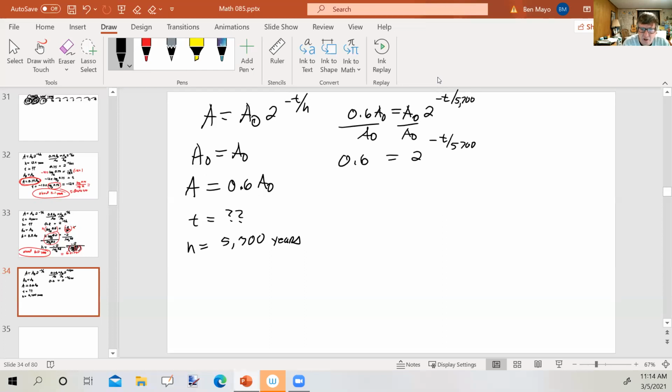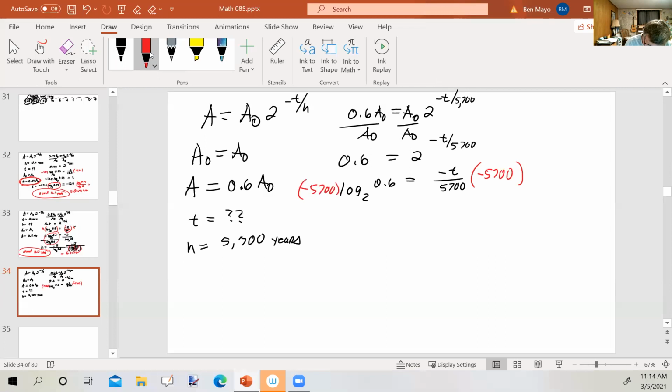Divide both sides by a sub 0: 0.6 equals 2 to the negative t over 5,700 years. Change this exponential equation into a logarithmic equation: log base 2 of 0.6 equals negative t over 5,700 years. This problem is like when we go back a ways where we're trying to solve for t, which is on top. So we're going to multiply both sides by negative 5,700. That will get rid of the 5,700 and the negative. So we'll have negative 5,700 log base 2 of 0.6 equals t.